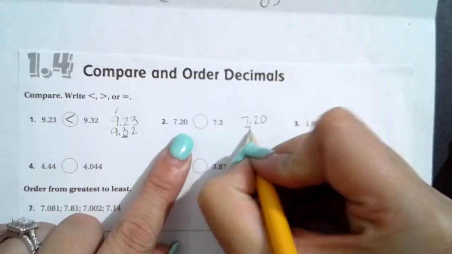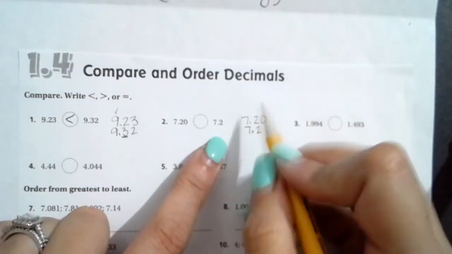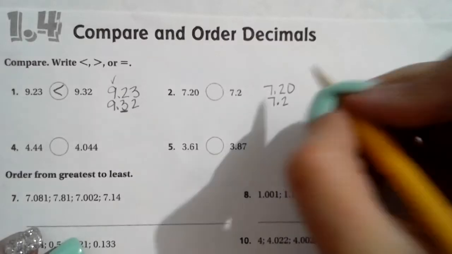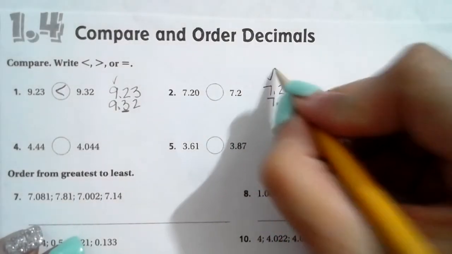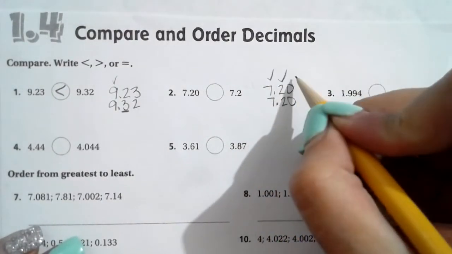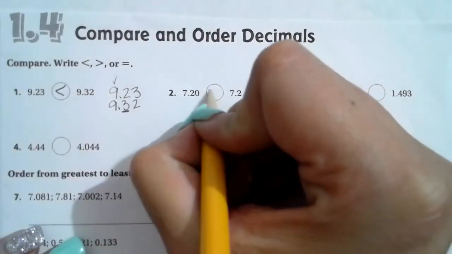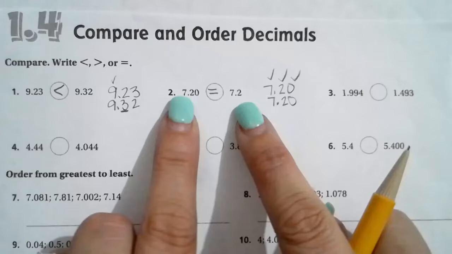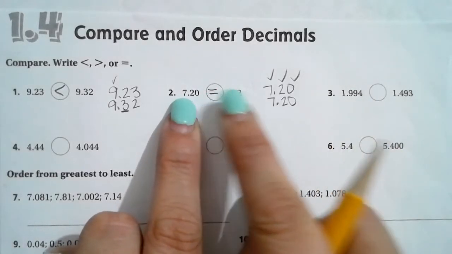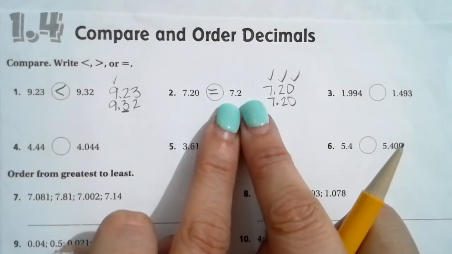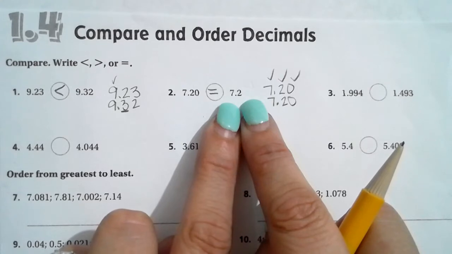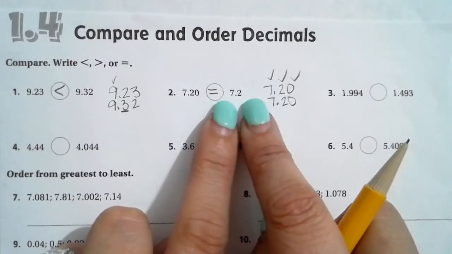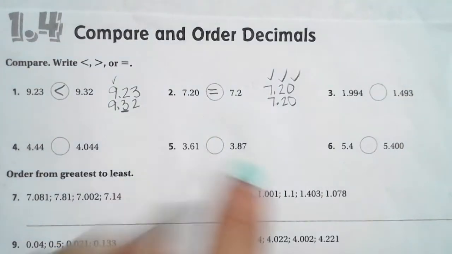7.20, 7.2. The decimals have to be lined up. What am I going to put when there's nothing? I'm going to put a 0. So 7 and 7, they're equal. 2 and 2, they're equal. 0 and 0, they're equal. So these numbers are equal, even though that one's missing the 0. That is 7 and 20 hundredths, which is the same as 7 and 2 tenths. Okay? So 7 and 2 tenths, 2 dimes, is the same as 20 pennies.